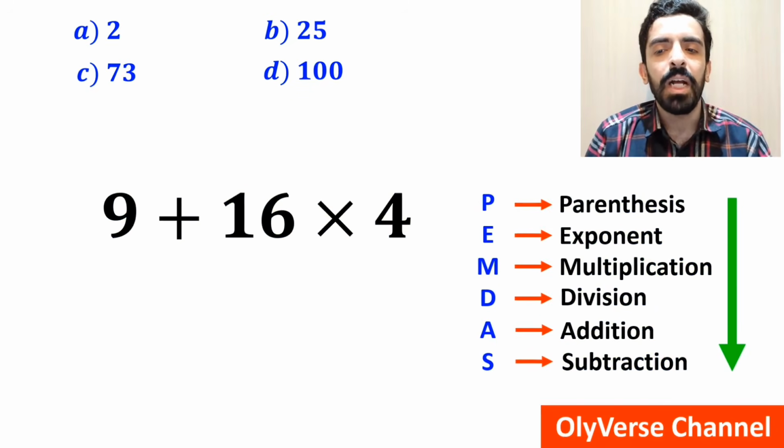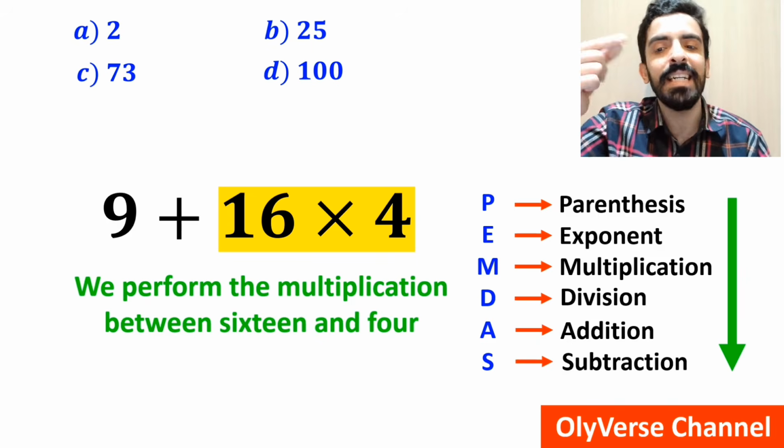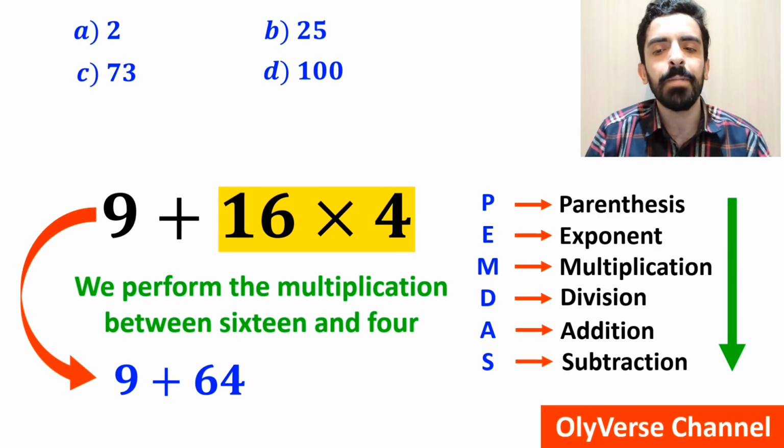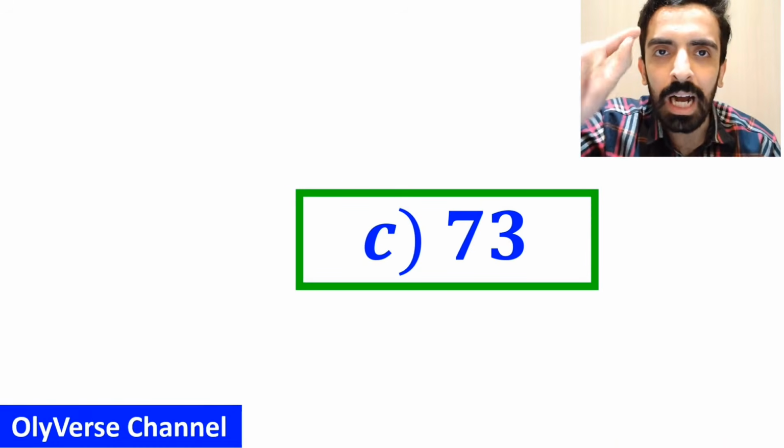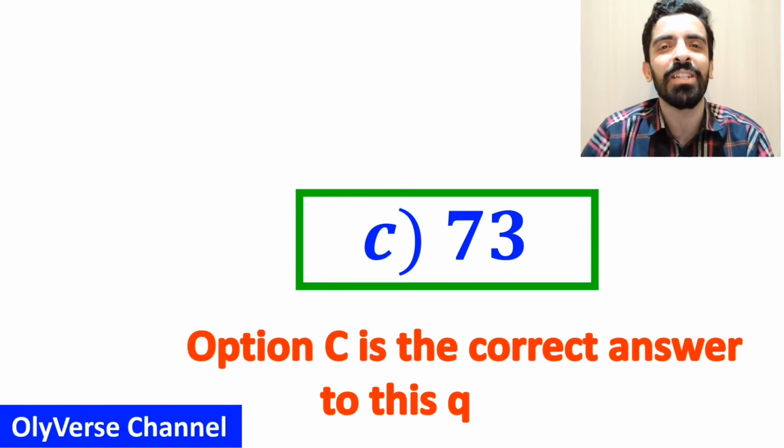In the final step, we perform the multiplication between 16 and 4 and simplify this expression to 9 + 64, which finally gives us the answer 73. That's great. Option C is the correct answer to this question.